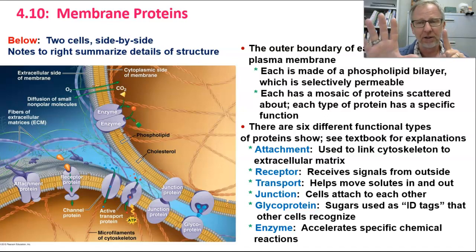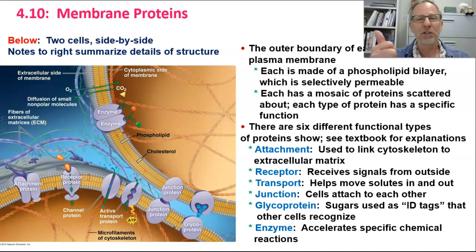And your textbook gives explanations for these, but this is sufficient for you to know here. So you need to know these 6 functional categories and be able to briefly describe, like I do here, what each category of protein does. So compare what I have there for notes with the figure, because they match up.